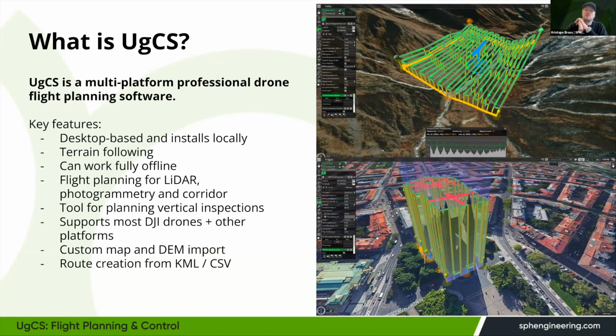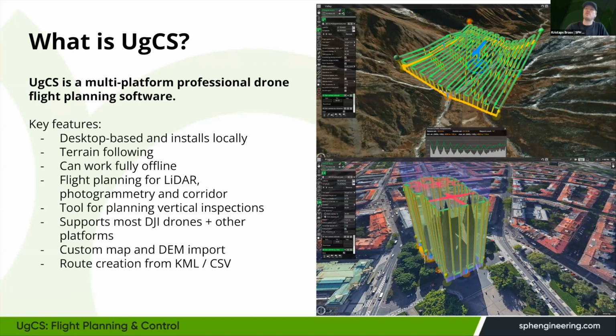Also, the main first topic here is the flight planning for LiDAR. With UGCS, you can plan LiDAR corridors as well as LiDAR area scans. In addition to that, what you see here in these images, on the top, is the photogrammetry tool. So you can also do photogrammetry missions with UGCS, both photogrammetry area and photogrammetry corridor. And down here, you can also plan vertical inspections with the drones using UGCS.